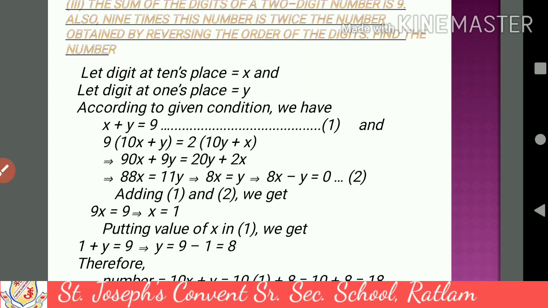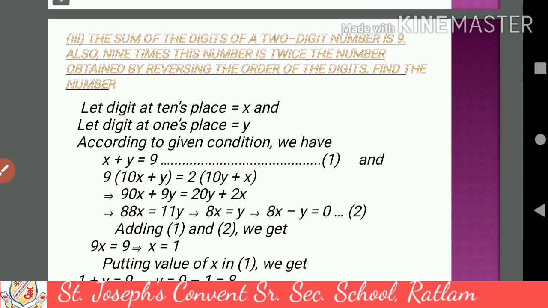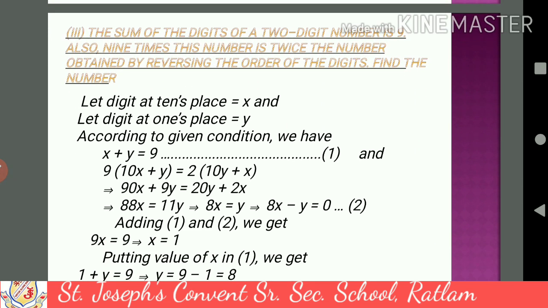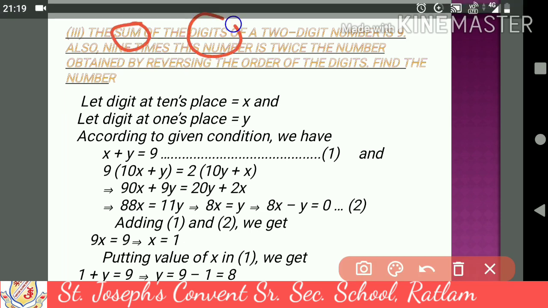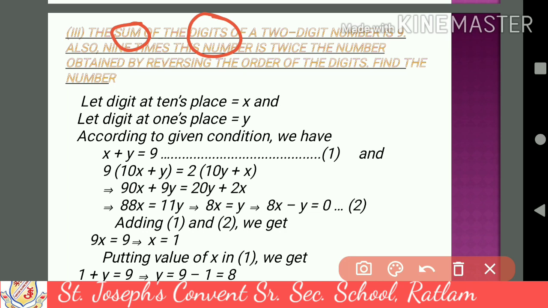So let's move on to the question. The question says that the sum of the digits of a 2-digit number is 9. Sum of the digits means the first equation will be x plus y is equal to 9. Why? Because we have considered the digit at the tens place as x and the digit at the ones place as y. So sum of the digits means just add the two digits, x plus y, and the result will be equal to 9. Let it be equation number 1.